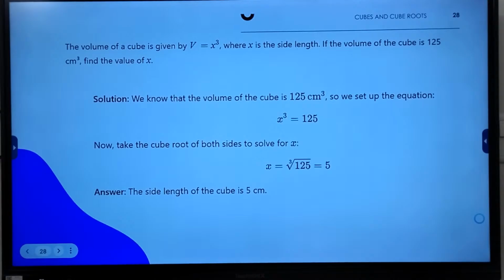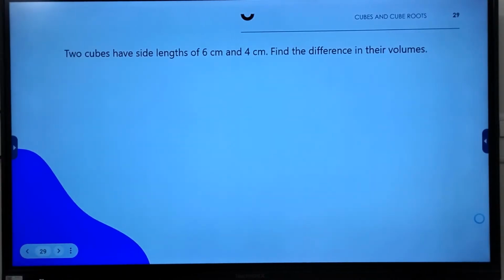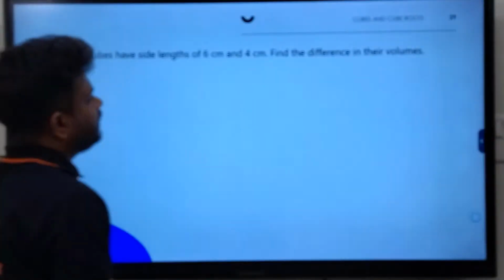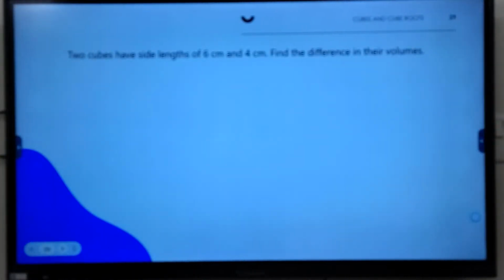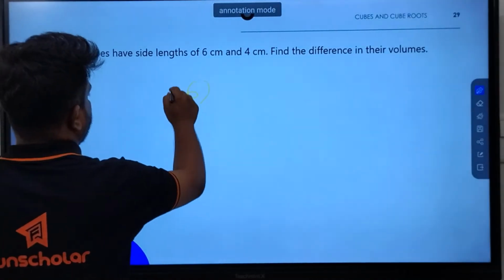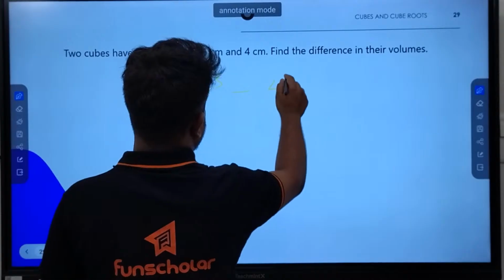Yes, they have done it correctly. Two cubes have side lengths of 6 centimeter and 4 centimeter. Find the difference in their volumes. Okay, so this one is just like the previous one: cube of 6 minus cube of 4.